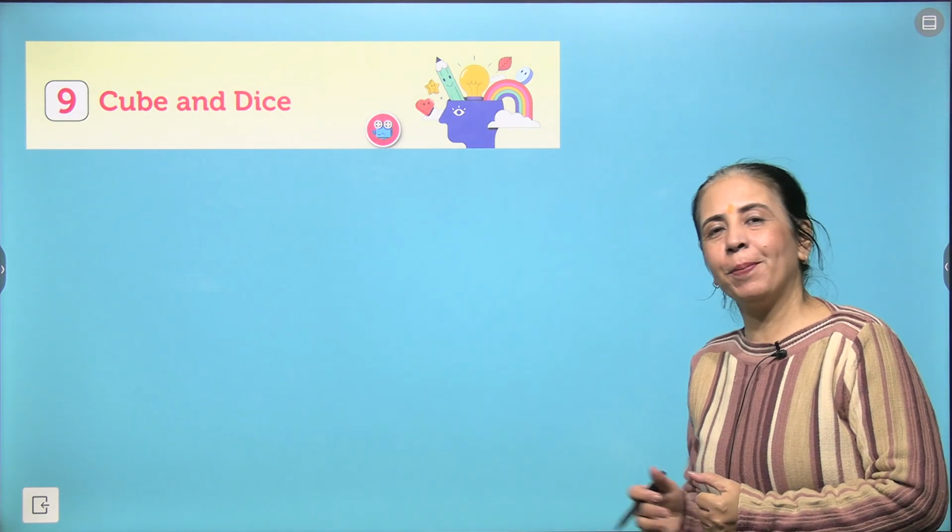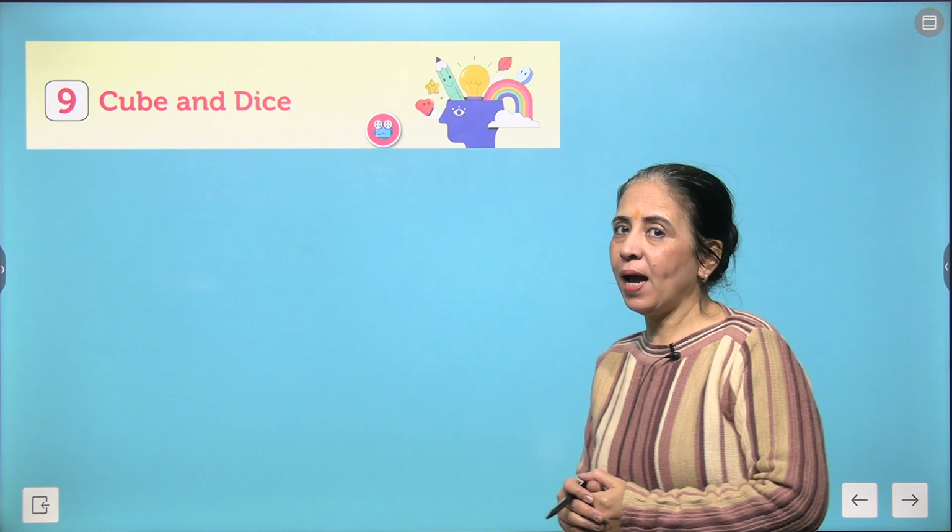My genius learners, welcome to your grade 6 reasoning and aptitude book, and today we'll start with chapter number 9, that is cubes and dice.